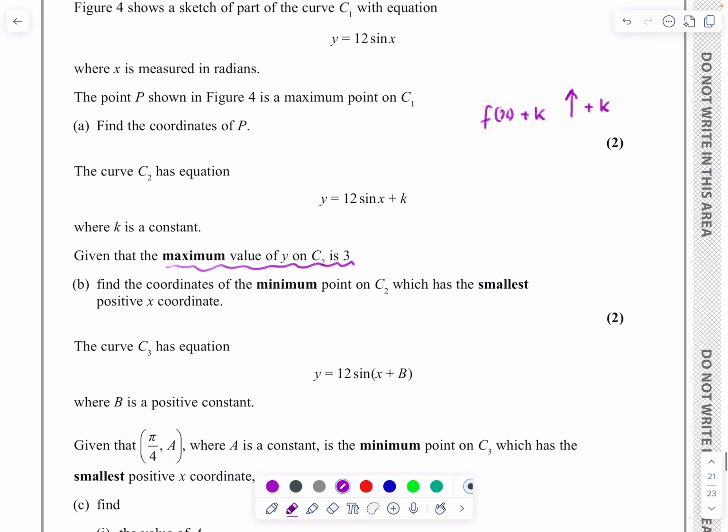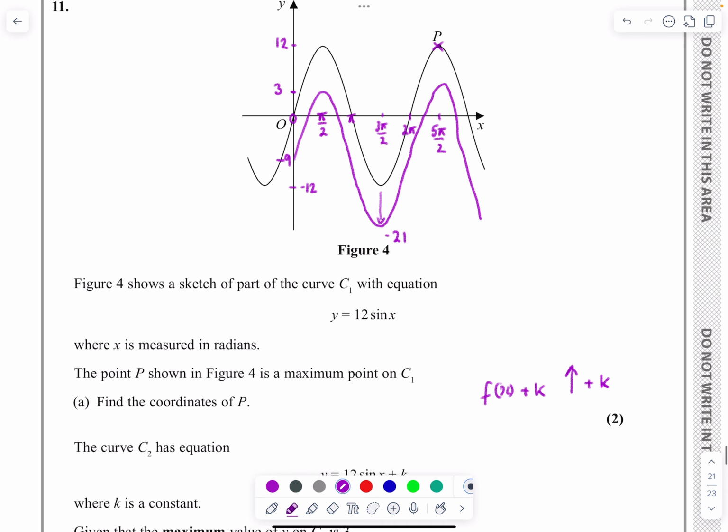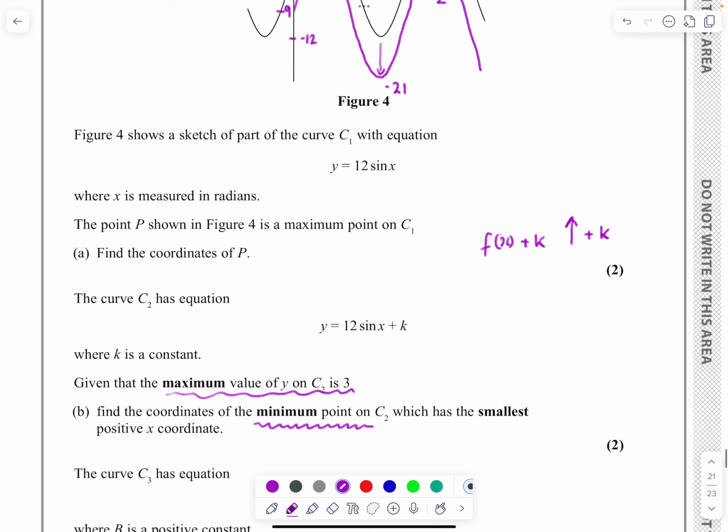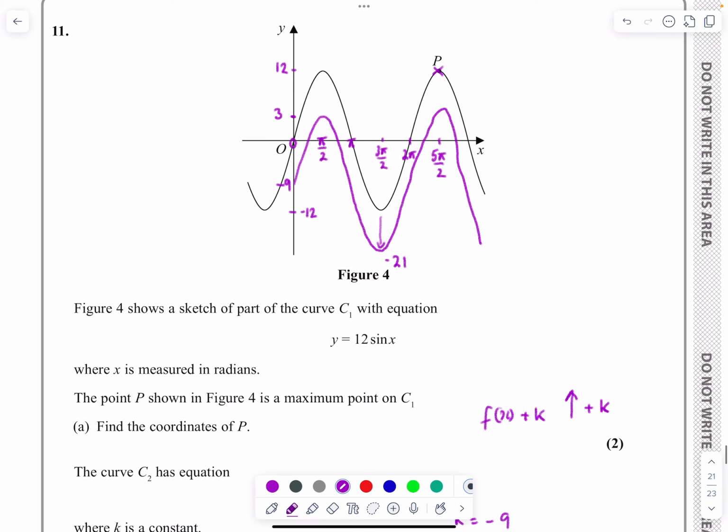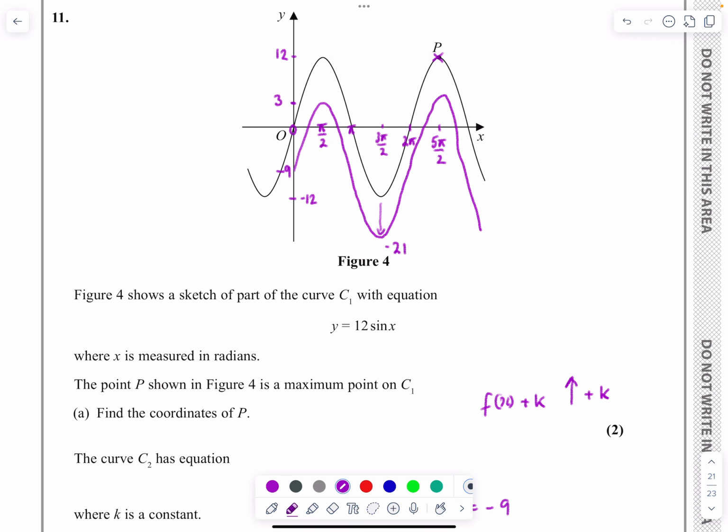And in answer to the next part, it says, find the coordinates of the minimum point on C2 which has the smallest positive x coordinate. Okay, that'll take some unpicking here. First of all, we understand that k is going to be equal to minus 9.